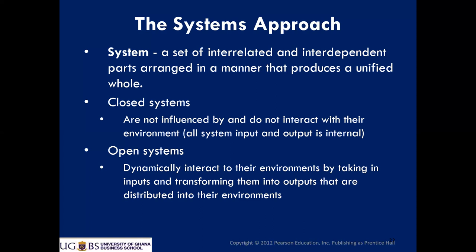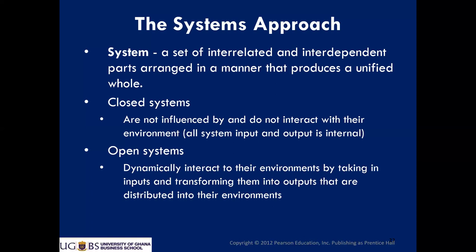We have a closed system and we have an open system. By closed system, we are looking at systems that are not influenced by and do not interact with their environment. So everything is internalized. Everything is within. And some organizations work like that. In the automobile industry, some organizations were doing that. They produce everything by themselves. I have forgotten a specific example, but I think Tesla, right?